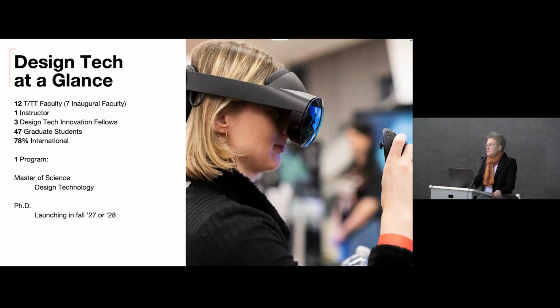We are a relatively new multi-college department. We have currently 12 tenured and tenure track faculty, including 7 inaugural faculty that represent the 5 participating colleges. The College of Architecture, Art, and Planning is the administrating college. Dean Mi-Jin Yoon is the lead dean. I am your inaugural department chair.